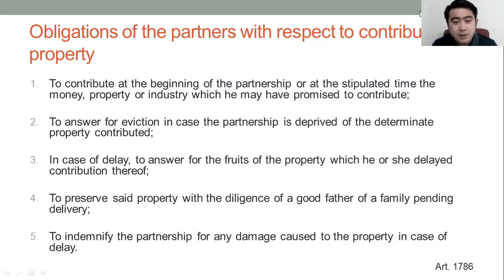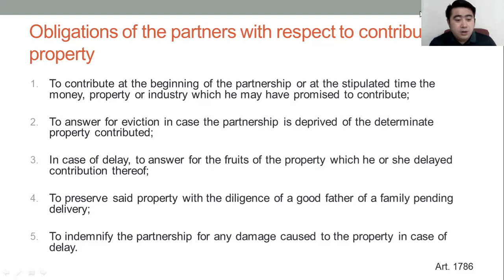Number 3, in case of delay, to answer for the fruits of the property which he or she delayed contribution thereof. So class, it's very important sa partners na pag nag-promise sila na magko-contribute sila, they have to really contribute kasi pinromise nila yon. Alright? Kailangan pa ba mag-demand para magkaroon ng interest? Hindi. Let's remember the general rule: kapag there is no demand, there is no delay. It does not apply to contribution of properties to a partnership. The moment na na-delay ka, kahit ordinary delay, you are already liable for the fruits ng property.